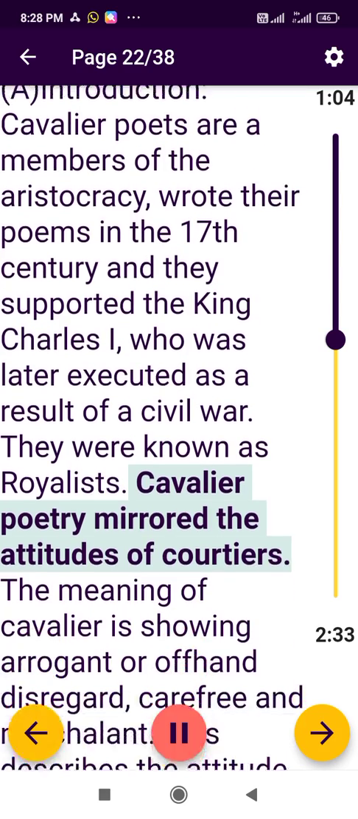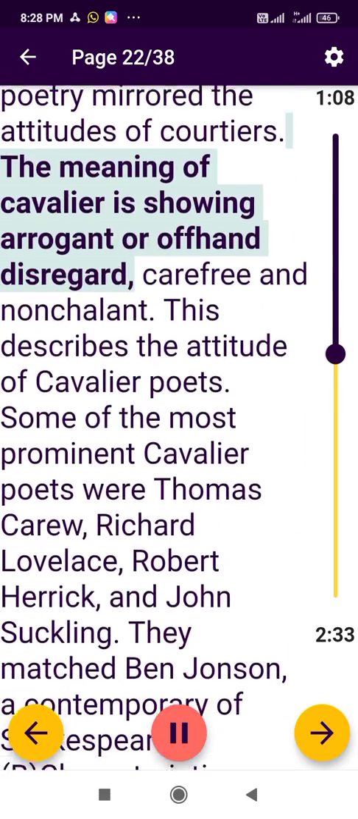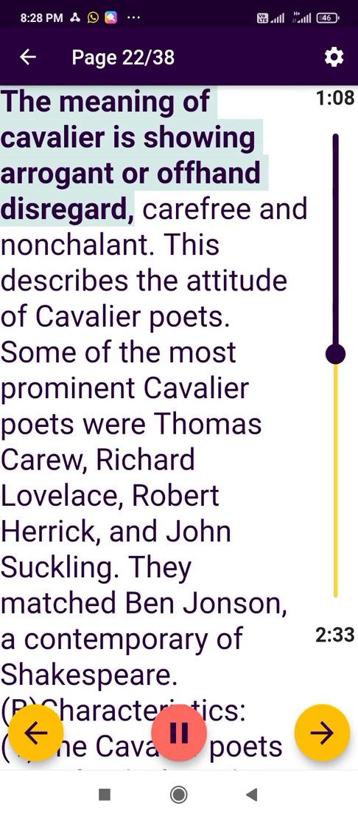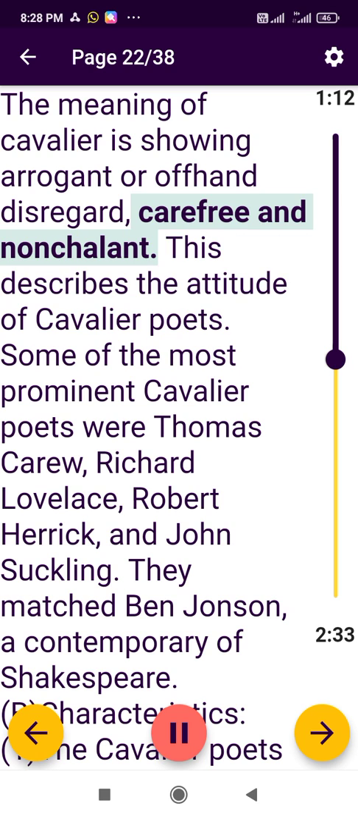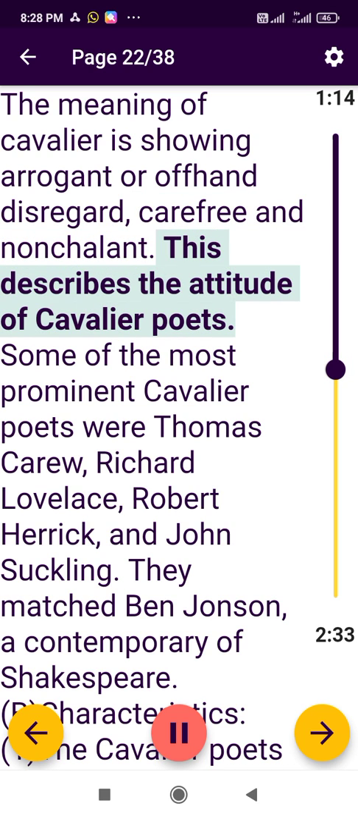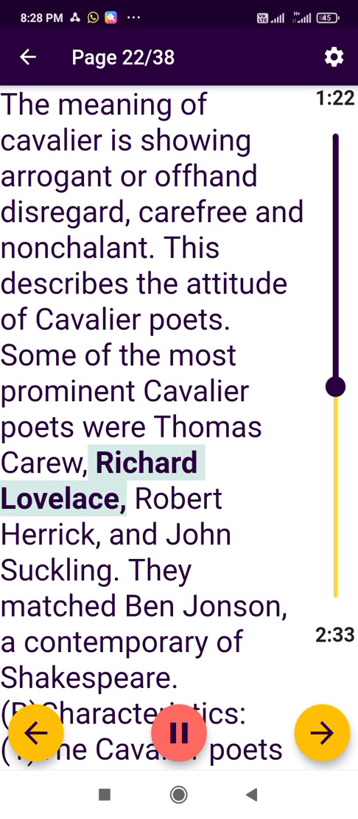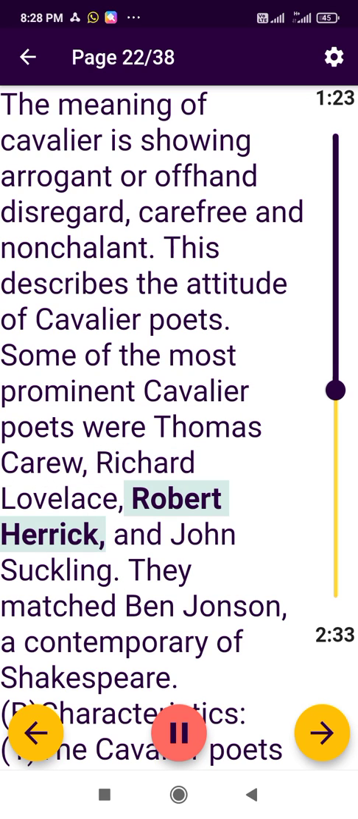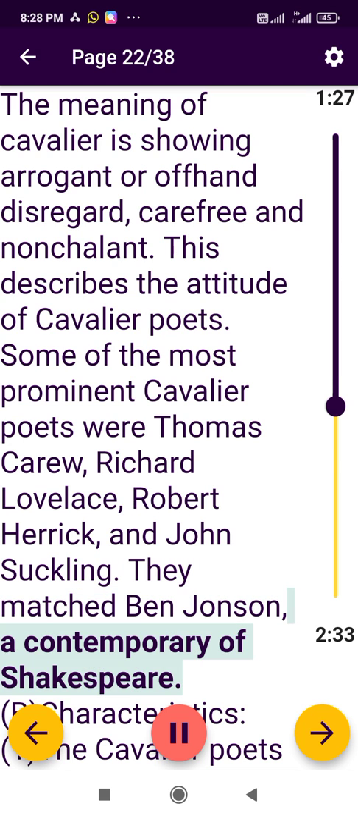Cavalier poetry mirrored the attitudes of courtiers. The meaning of cavalier is showing arrogant, or offhand disregard, carefree and nonchalant. This describes the attitude of cavalier poets. Some of the most prominent cavalier poets were Thomas Carew, Richard Lovelace, Robert Herrick, and John Suckling. They matched Ben Jonson, a contemporary of Shakespeare.